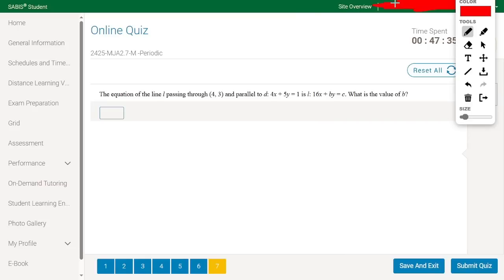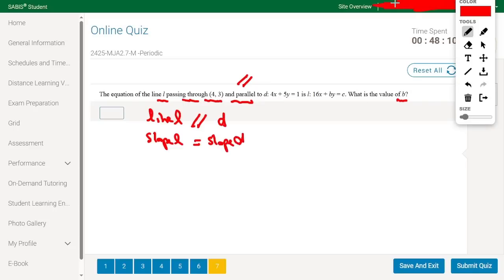Now, the equation of the line L passing through the point (4, 3) and parallel to line D, 4x plus 5y equal to 1, is 16x plus by equal to c. What is the value of b? So we have here line L parallel to line D. So the slope of line L will equal the slope of line D.